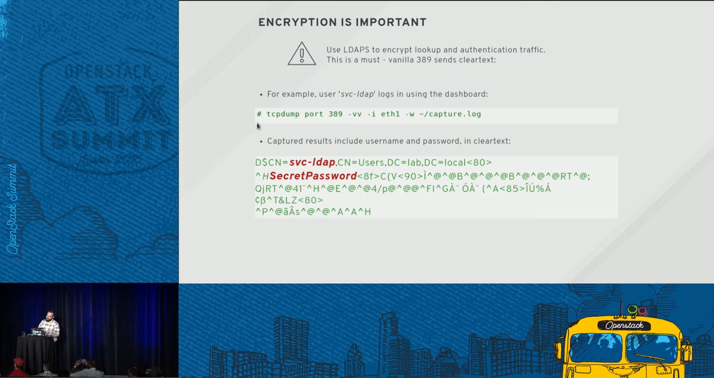This is the result of just a tcpdump running on F1. So I think I've made that point really clear. I'm going to describe next how you can solve this and how you configure LDAP-based encryption on both the AD side and on the OpenStack side. So I think I made that point very clear. Encrypt.